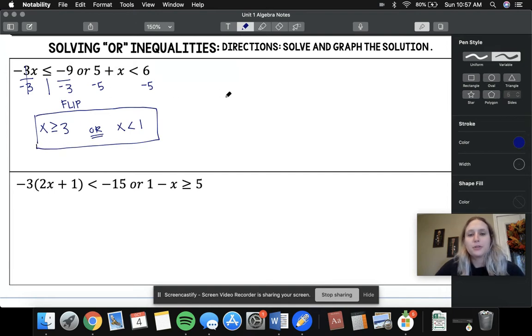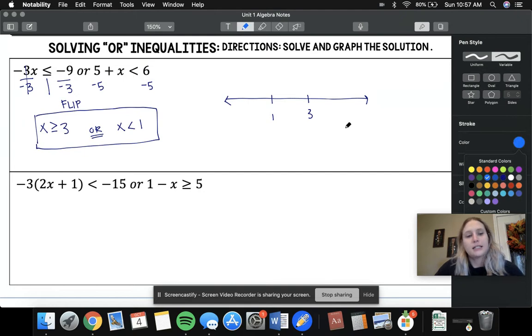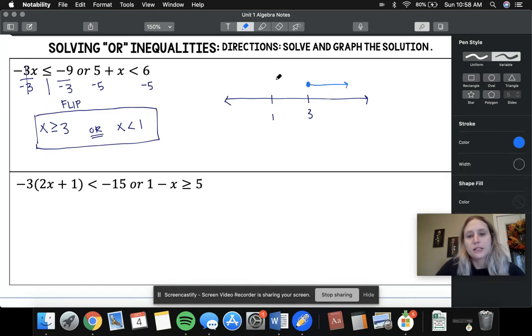Then if we were to graph the solution, we have 1 and 3. It says x is anything greater than or equal to 3, or x can be anything less than 1. So x can be a lot of numbers. It's literally any number besides 1 through 3, but it could be 3. So x can be a lot of these values.